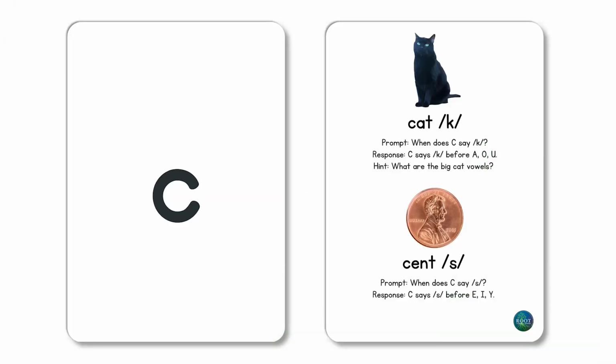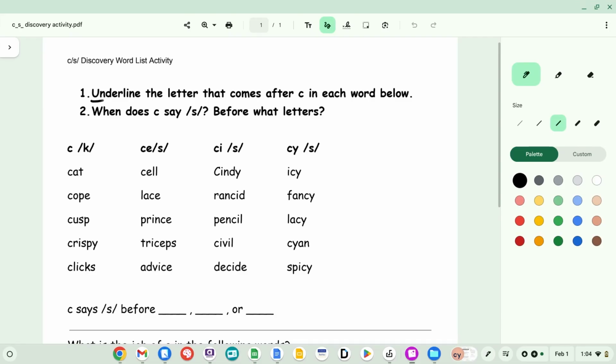Today, we are going to learn about the letter C and how sometimes it says S. First, we are going to underline the letter that comes after C in each word below. Then we're going to start to find, when does C say S before what letters?